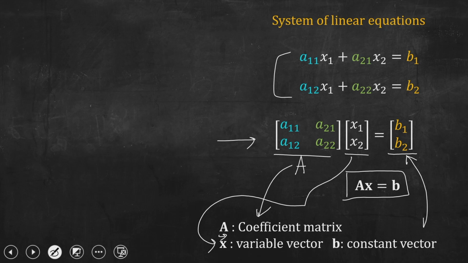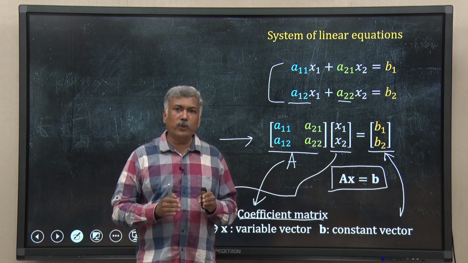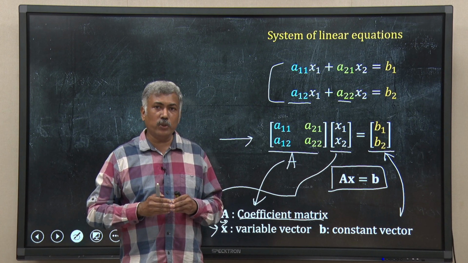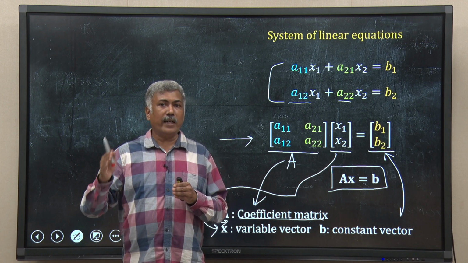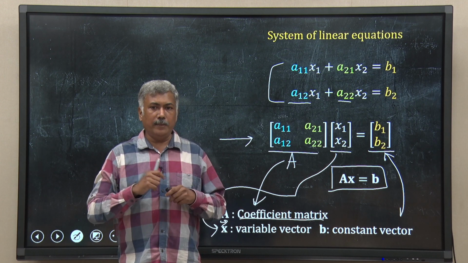So, A has all the constants. So, it is called the coefficient matrix. So, I have a coefficient matrix into the vector for variables. Here, in this case, the variables are x1 and x2, and this multiplication product is equal to the vector on the right hand side, which is b. So, Ax equal to b.